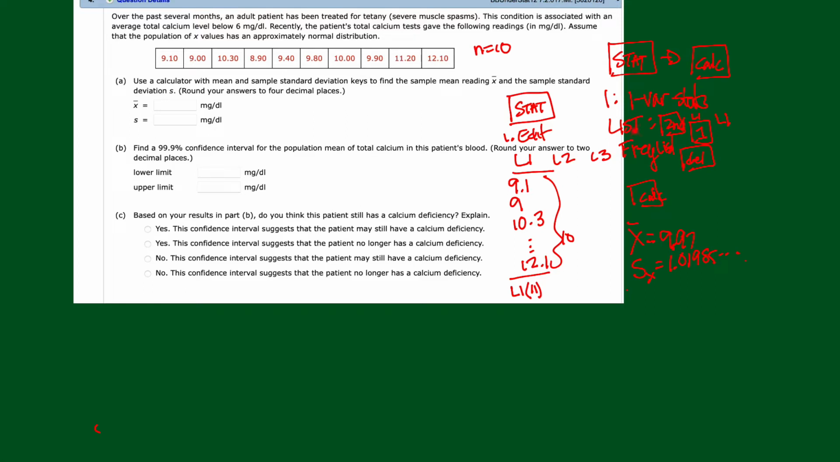All of our data is in list 1, so you want list 1 here. You want that to be L1. So how do you get L1? You press second, the numerical key 1, because right above the 1 is the L1. So press second, numerical key 1, and list 1 comes up.